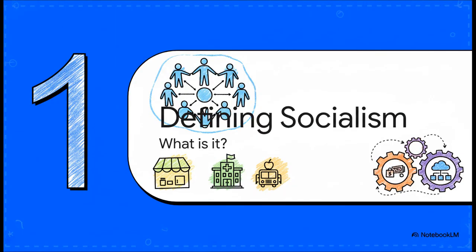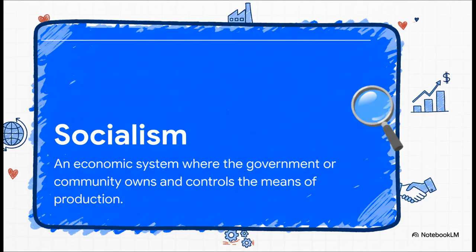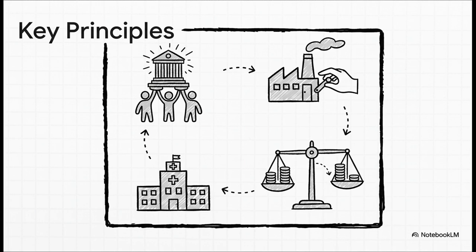To really get a handle on socialism, we first need a super clear picture of what it is at its economic core. So this is the classic textbook definition, right? The central idea here is that the things that create a society's wealth, we're talking factories, big farms, utilities, that kind of stuff, they aren't owned by private individuals. Instead, they're owned by the community as a whole, which, let's be honest, is almost always managed through the government or the state.